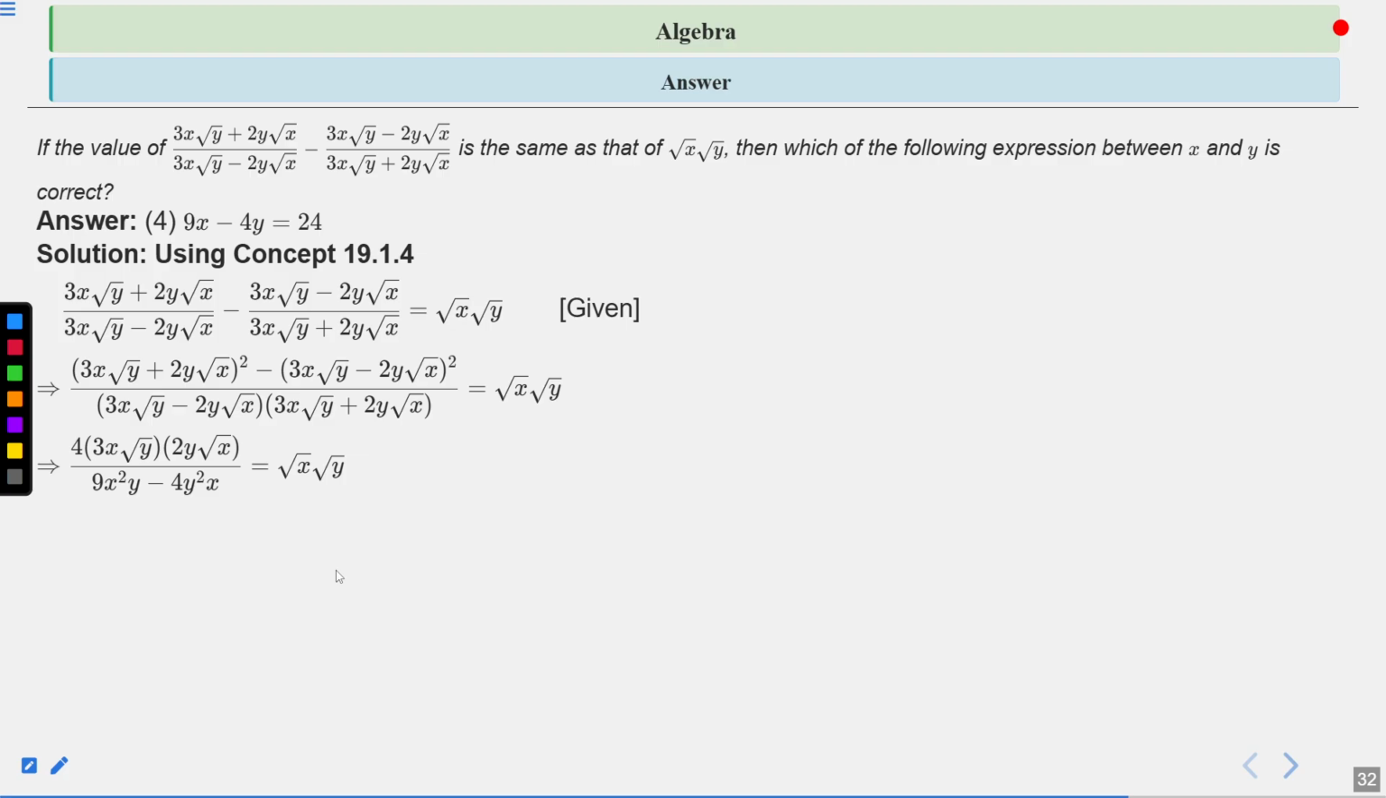Now when we simplify it, we get 4 times 3x root y into 2y root x, whole upon 9x square y minus 4y square x, which equals root x into root y. Now when we simplify it, we get the equation 9x minus 4y equals 24. So the fourth one is the correct answer of this question. Next one.